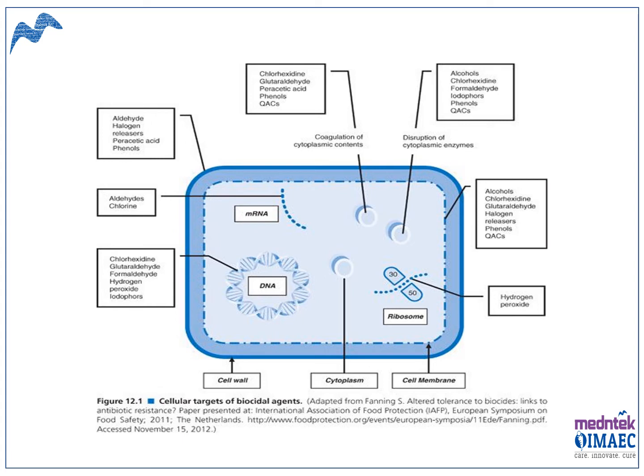So various activities of this molecule will be specified. For example, glutaraldehyde, chlorhexidine, formaldehyde, hydrogen peroxide, and iodophors will alter the DNA sequences. Hydrogen peroxide directly impacts the microbial ribosome. If you look at the cell wall, aldehyde, halogen, peracetic acid, and phenolic compounds will disturb or break the microbial cell membrane.